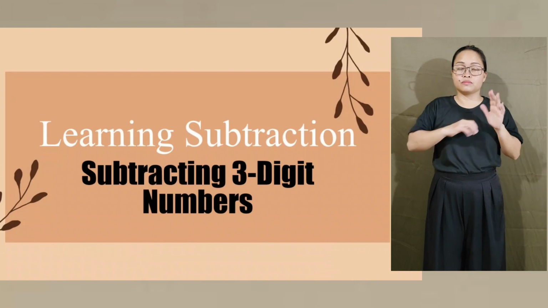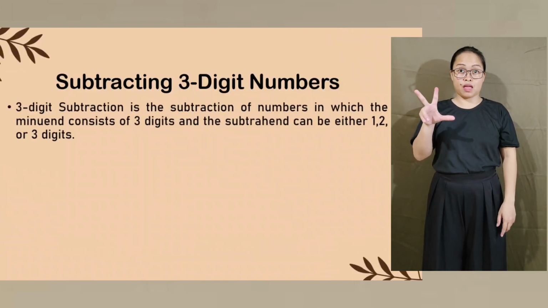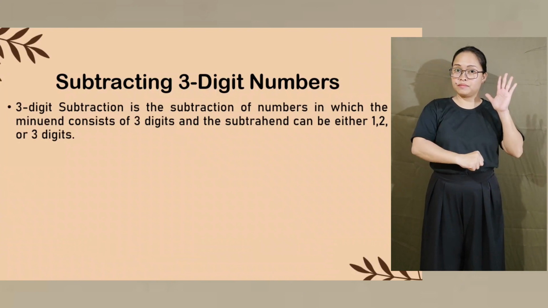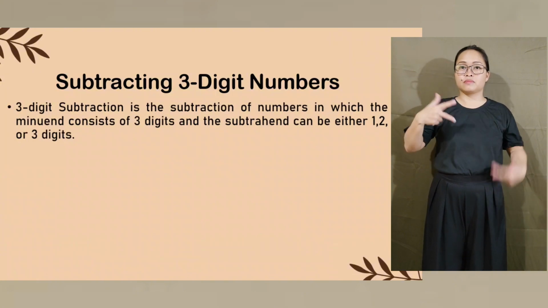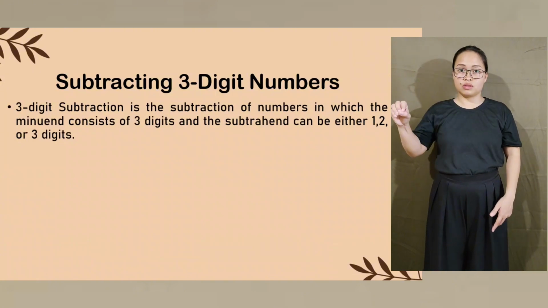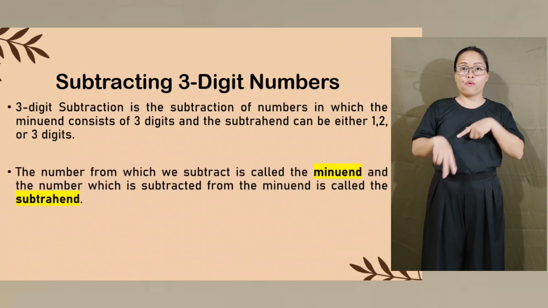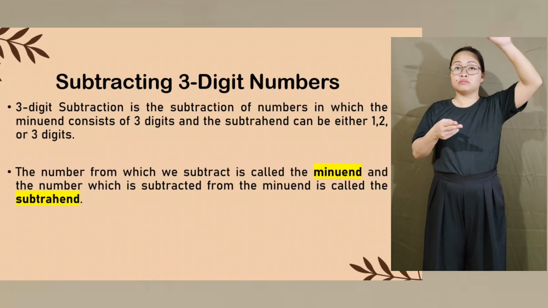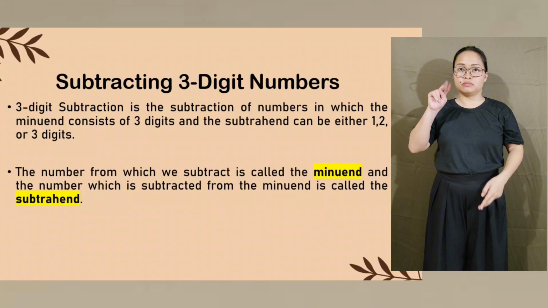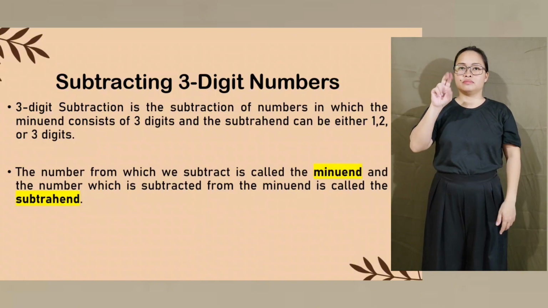In this video, we will learn how to subtract three-digit numbers. Three-digit subtraction is the subtraction of numbers in which the minuend consists of three digits and the subtrahend can be either 1, 2, or 3 digits. The number from which we subtract is called the minuend, and the number which is subtracted from the minuend is called the subtrahend.